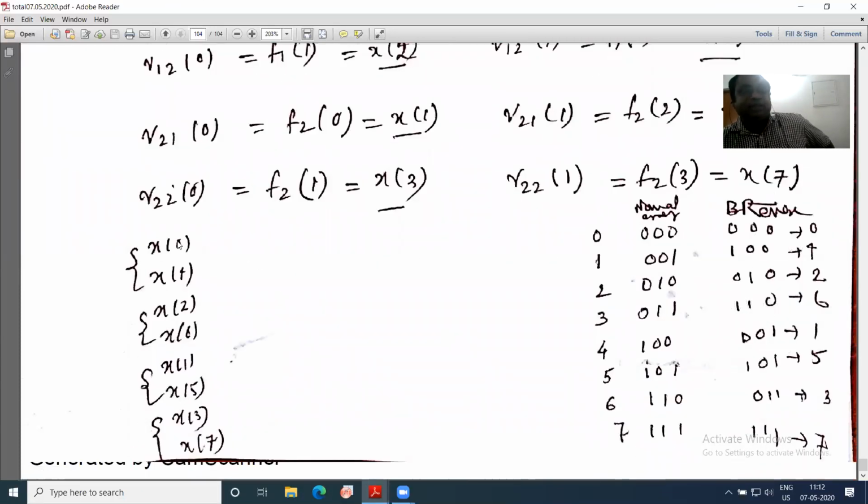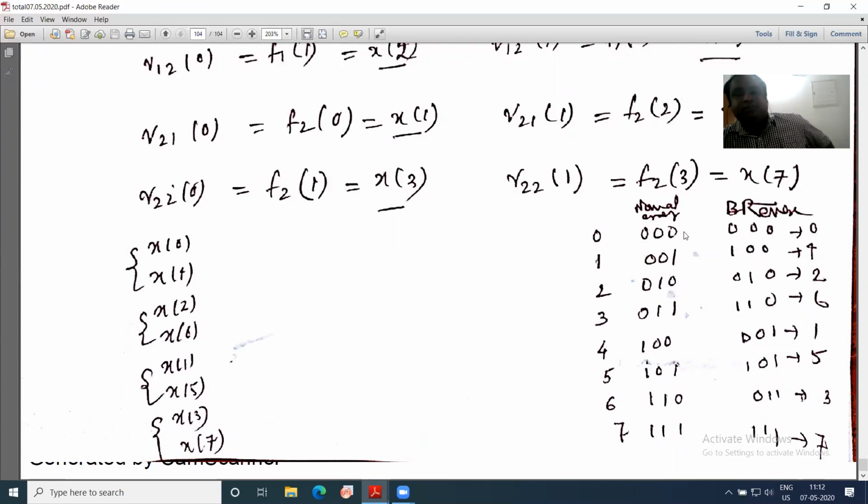Now generally you have to take x0, x4, x2, x6, x1, x5, x3, x7. Right? This you have to take as a combination. How to remember? Now how could you write 0, 1, 2, 3, 4, 5, 6, 7 in binary? It will be 000, 001, 010, 011, 100, 101, 110, and 111.